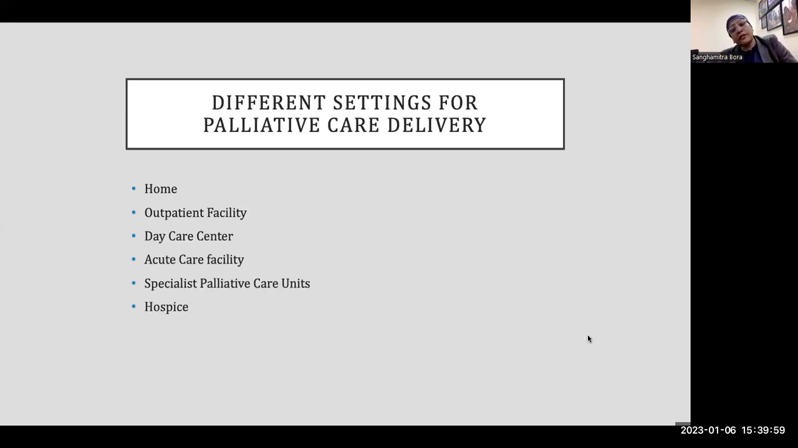So there are different settings for palliative care delivery. I would deliver my care right at the home of the patient, in his room, in his own comfortable surroundings. At the same time, if my patient is able to come to the outpatient facility, he's most welcome. And if he's not able to come, then of course, I can rotate my home care team to actually go and have a visit in the patient's home.